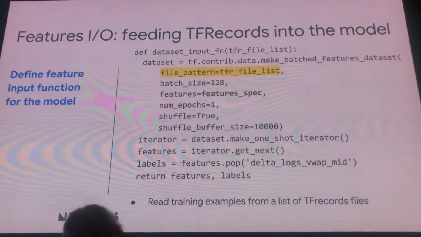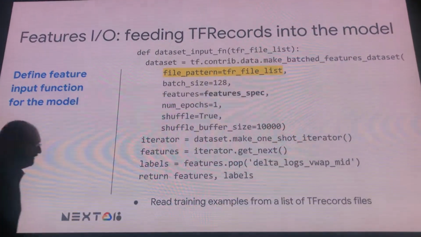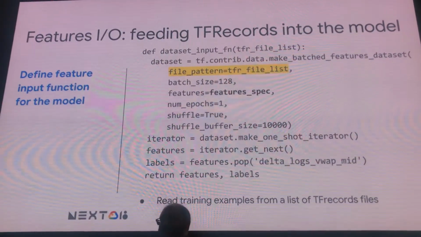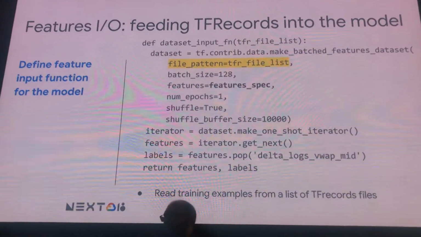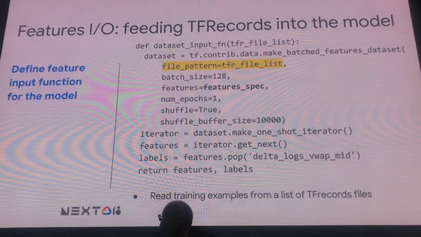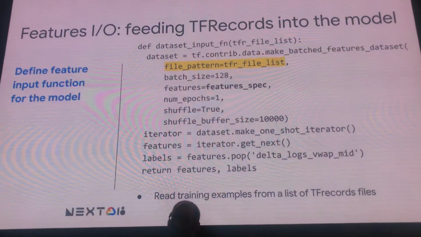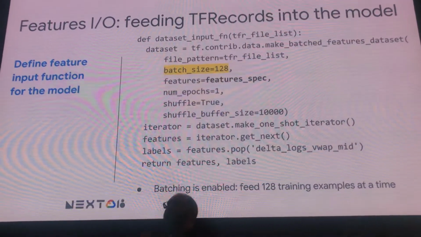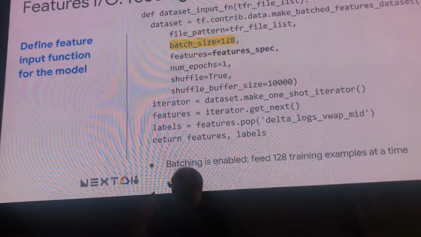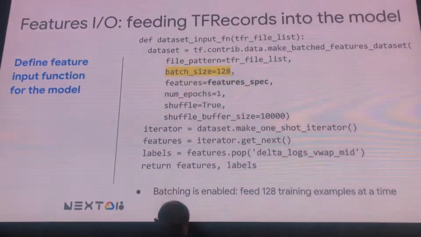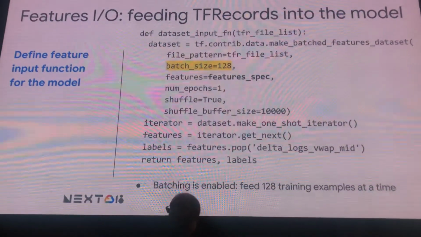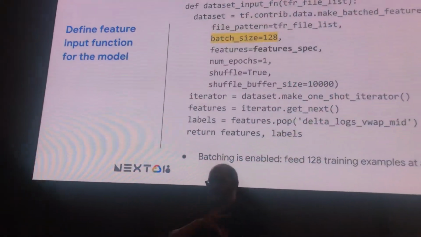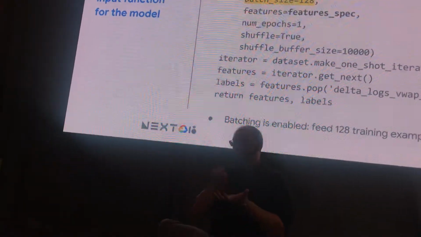So let's look at the parameters here. The file pattern specifies the list of TF record files that you have generated previously. So for example, you can have separate TF record files for market data from distinct trading days. Then batch size, so here we set it to 128. What this means is that the training examples are going to be passed to the model not one by one, but all together in batches. And each batch is going to have 128 training examples.